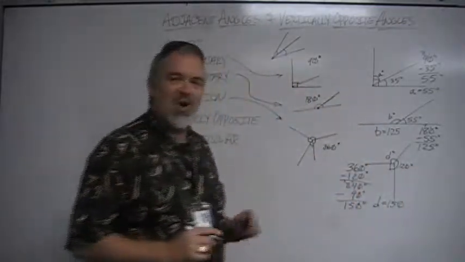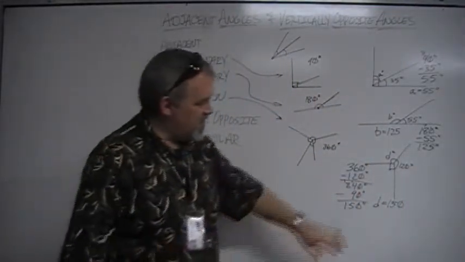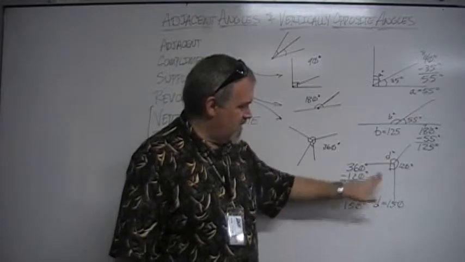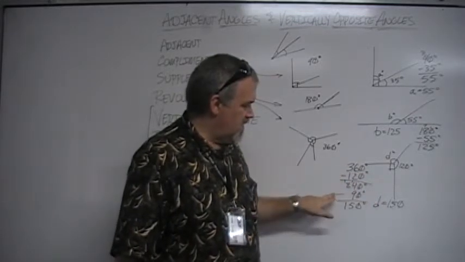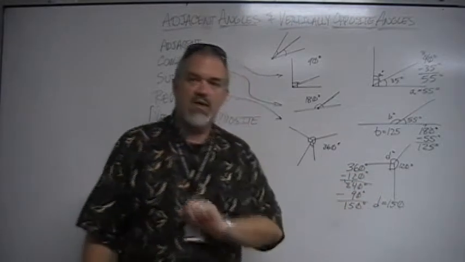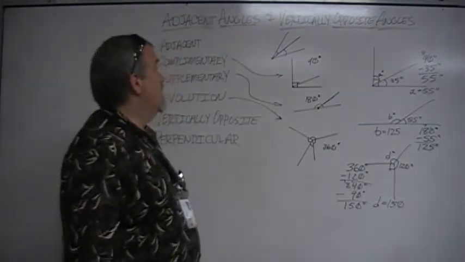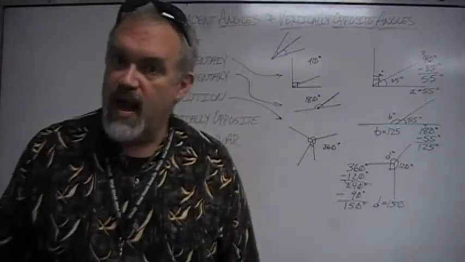They haven't quite drawn my diagram to scale, but you get the idea. If they have to add up to 360, I take off the 2 that I know, and I'm left with 150 degrees. And that is adjacent angles and vertically opposite angles.